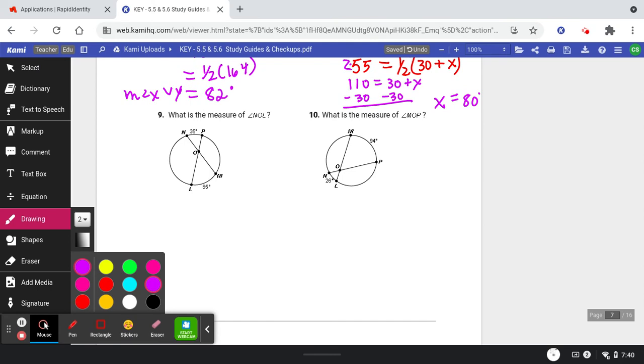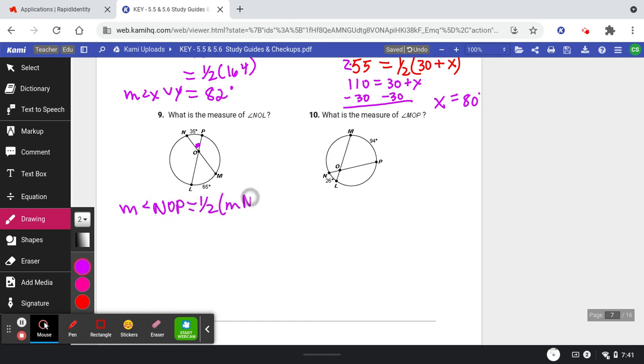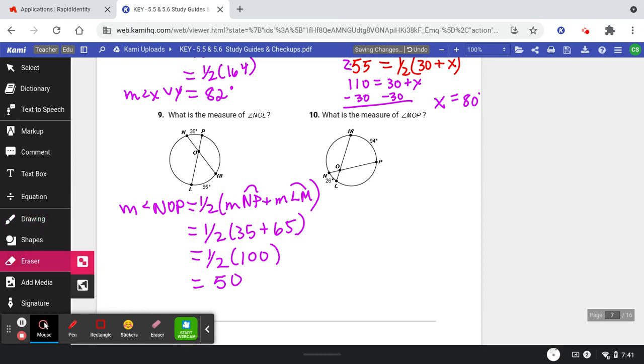The measure of NOL. That's this outer one. Uh-oh, that's a linear pair to the vertical angle we're trying to find, but we got this. Here we go. So we're going to start with the same formula. Measure of angle NOP. So I'm starting here, is equal to half the measure of minor arc NP plus the other intercepted arc, ML, LM, whatever you want to call it, either way. And we know that that's 35 plus 65 for those intercepted arcs, which adds up to 100. So we get that the vertical angles right here and here are 50.